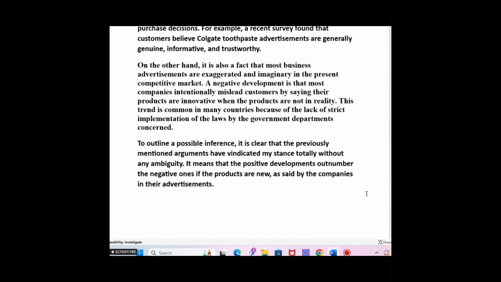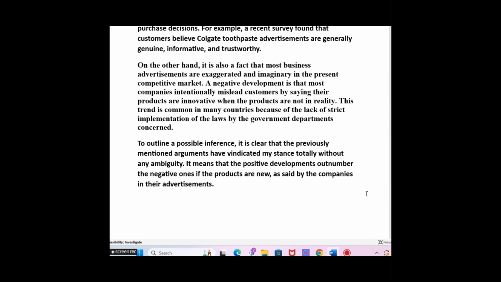It means that the positive developments outnumber the negative ones if the products are new, as said by the companies in their advertisements. This is a generated one. You can generate this one. You can infer this last sentence in the conclusion by studying the question, the introduction, the second and the third paragraphs.